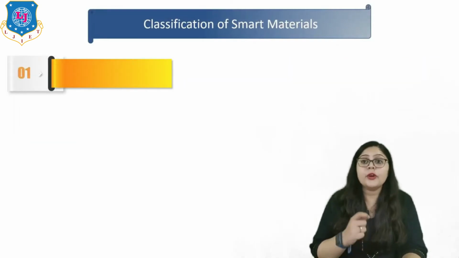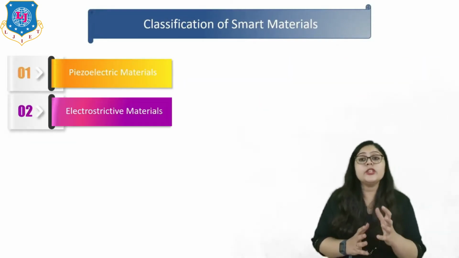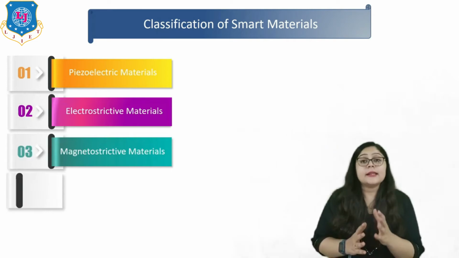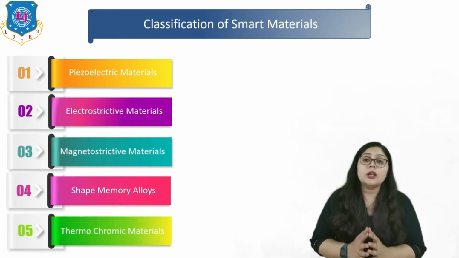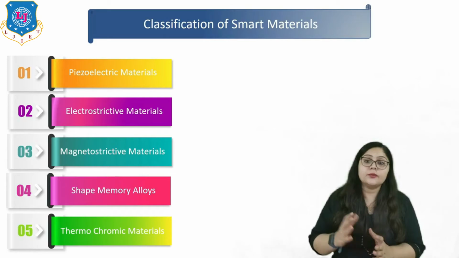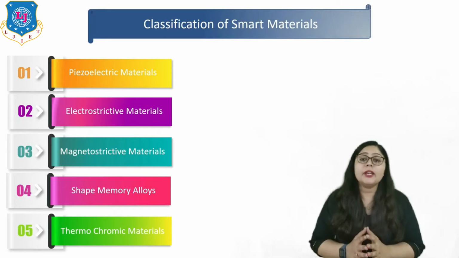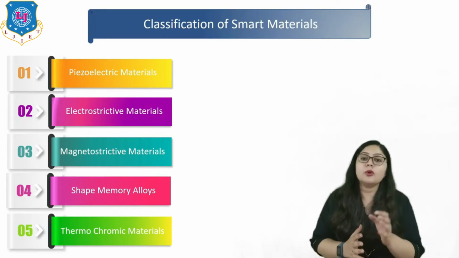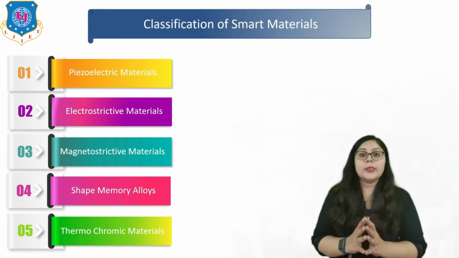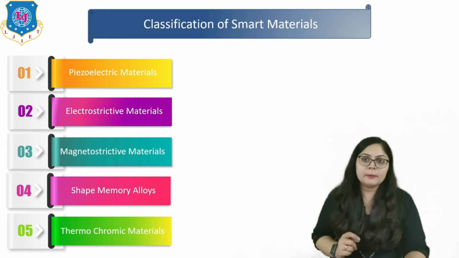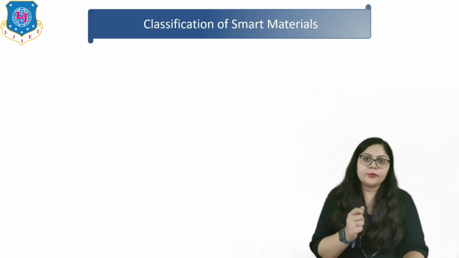So here the first type is all about piezoelectric materials. The second one is all about electrostatic materials. Third one is all about magnetostatic materials. The fourth one is the shape memory alloy, and fifth one is the thermochromic materials, right? So these all are the classification. Now let us understand all one by one, right? So let us understand first.